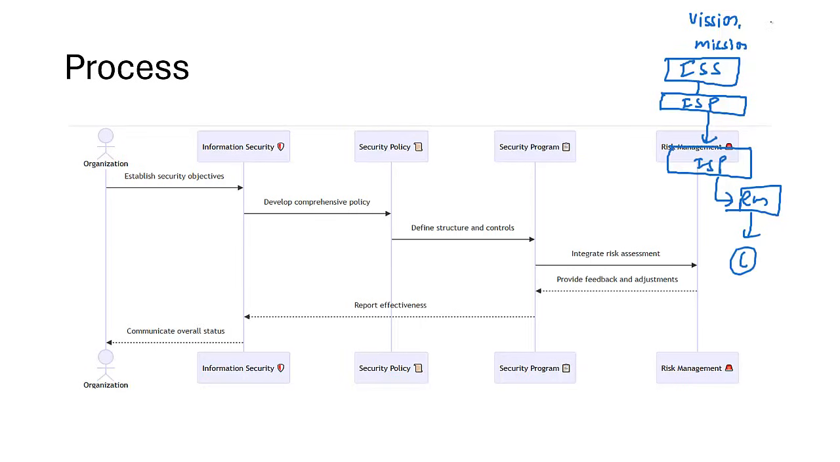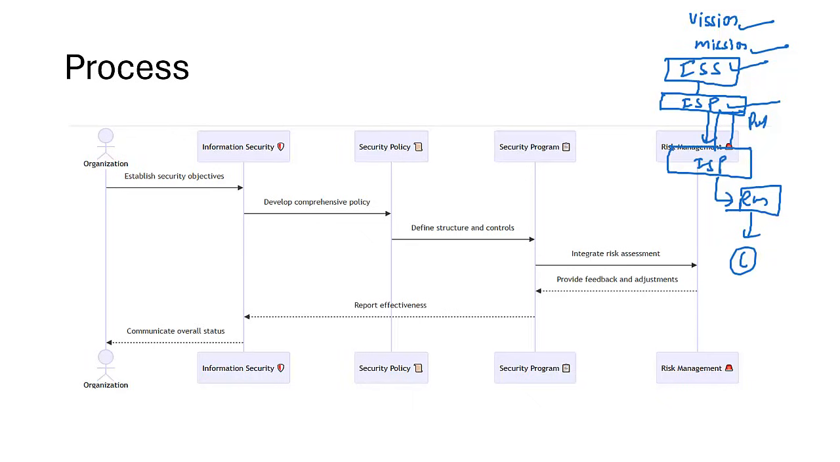I repeat again: vision of the company, mission of the company. Then we have an information security strategy. Based on the information security strategy, we create an information security policy. Policy will be backed and supported by the information security program, because any kind of program you want to introduce should be backed and supported by the policy. So when we create a program, the first thing we create is a policy for it. By the end of the day, policy is a part of the program. Policy is included in the program, but to build the program, you need a policy.